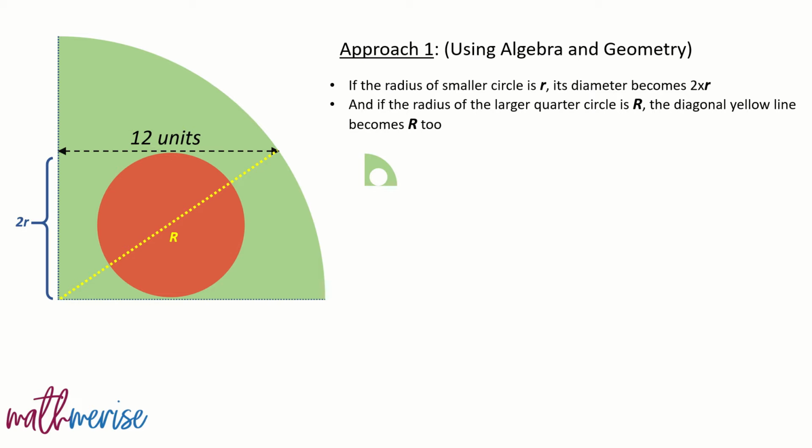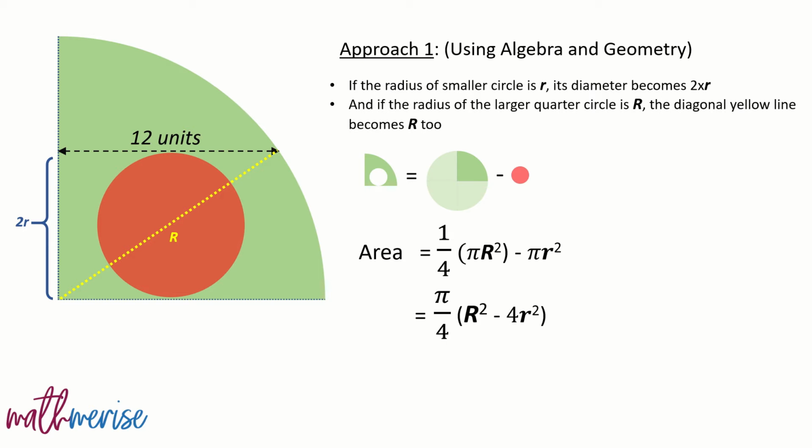Now we need to find the area of the green region. This can be simplified as the quarter area of the larger circle minus the full area of the smaller circle. This can be rewritten as: area is 1/4 of pi capital R squared, that is the area of the bigger circle, minus pi small r squared, that is the area of the smaller circle. If we simplify it, this becomes pi by 4 times (capital R squared minus 4 small r squared). Now we will be using our Pythagoras theorem.